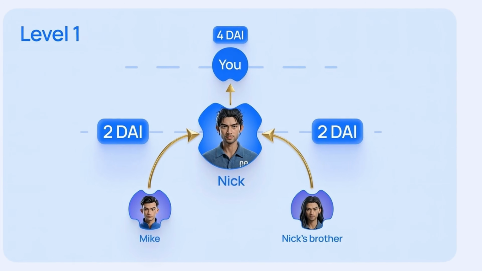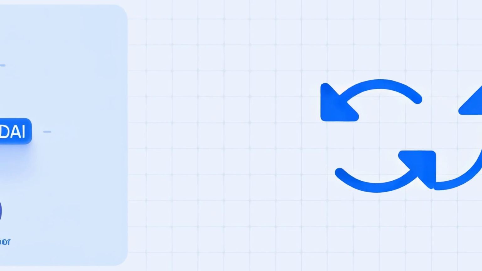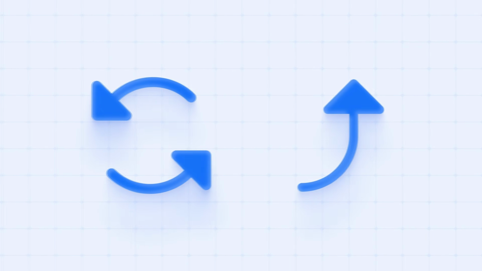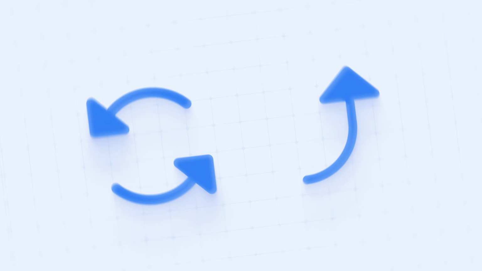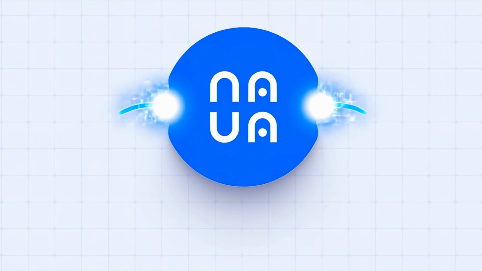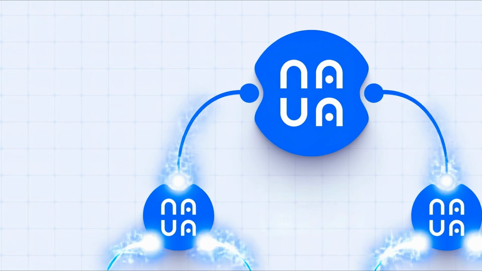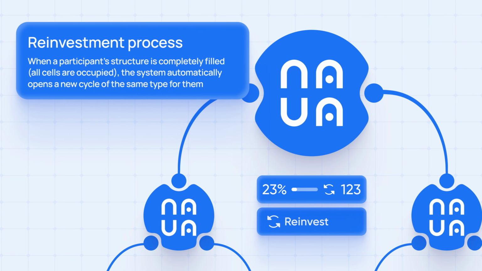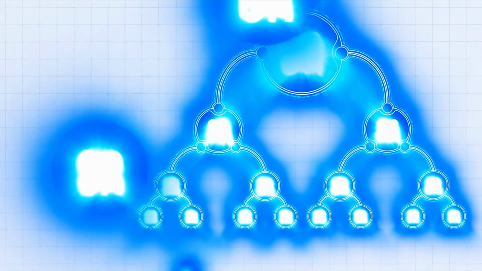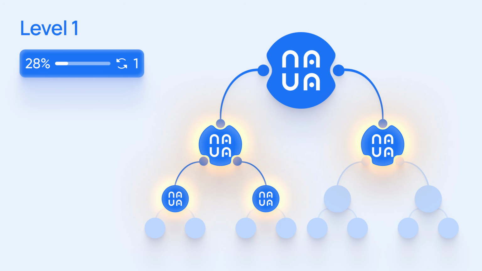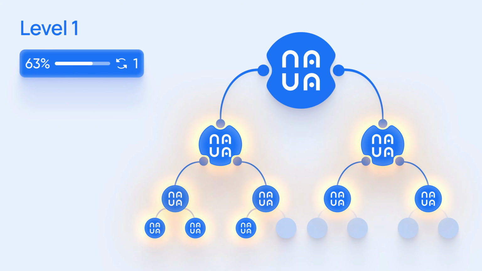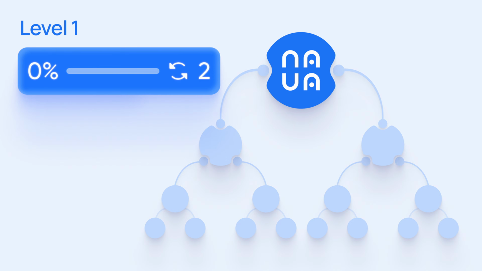But in order for all this to work like clockwork and not stop after filling one structure, the system has 2 mechanisms: reinvestment and activation of the next level. They create constant movement. The first such engine is reinvestment. In fact, it is an automatic restart or repurchase of the same level. Once all 14 places in the structure are filled, the system will automatically open a new, empty place in the level so that you can continue to earn income from that level without interruption.